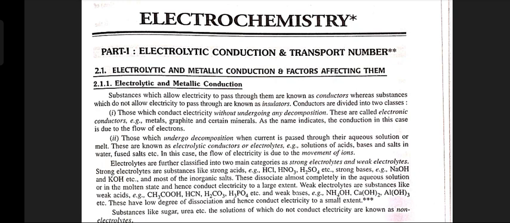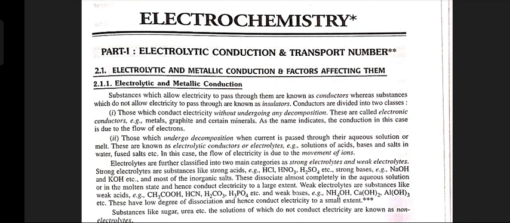Strong electrolytes are substances like the strong acids, which are HCl, HNO3 or H2SO4, etc., the strong bases, for example NaOH and KOH, etc., and most of their inorganic salts. These dissociate almost completely in their aqueous solution or in the molten state and hence conduct electricity to a large extent.